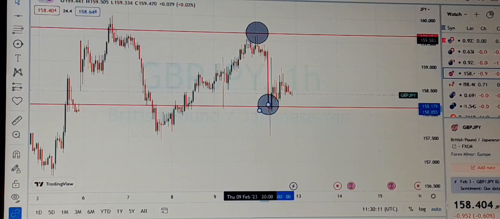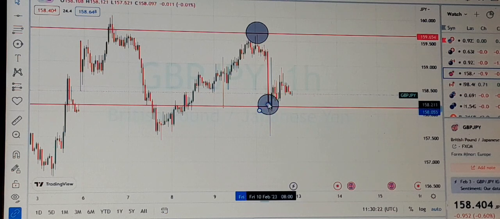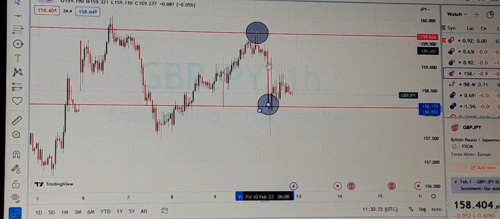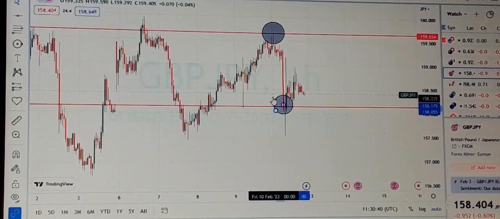You don't want to buy the market when it is here. This is not a good buying point, but this is a good buying point. You see the difference? If you want to buy the market, buy it when it is at its lowest price. You don't want to buy the market when it is at its highest price. You want to buy when it is at its lowest price and sell when it is at its highest price. So you sell here and you buy here. Those are good areas that you need to get yourself into.